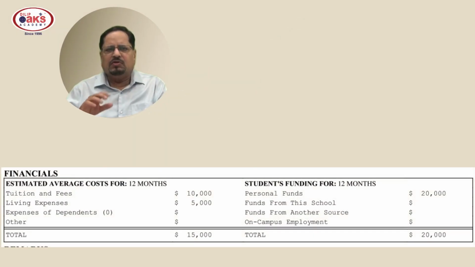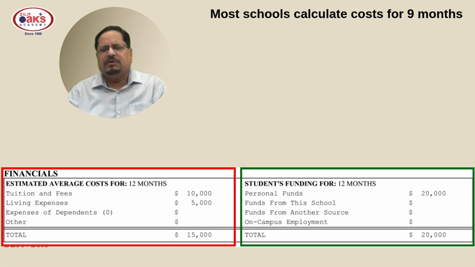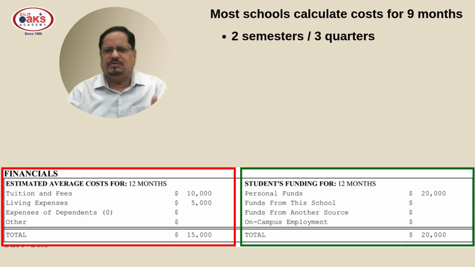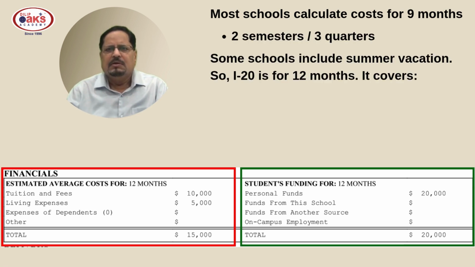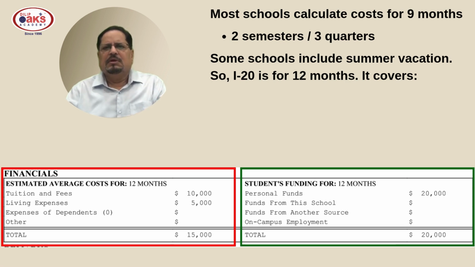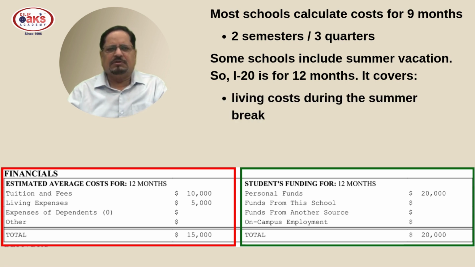Your I-20 shows two columns, an estimated cost of studying at your school on the left hand side. Now most schools calculate this for 9 months, that is 2 semesters if they follow a semester pattern, or 3 quarters if they follow a quarter pattern. But some will include summer vacation also, that is they will give an I-20 for 12 months, that will cover living cost of the summer break.